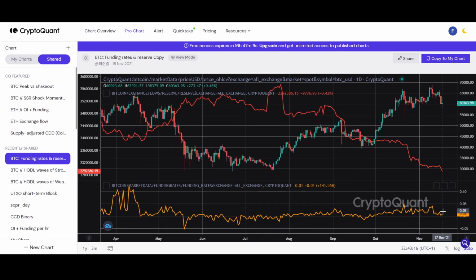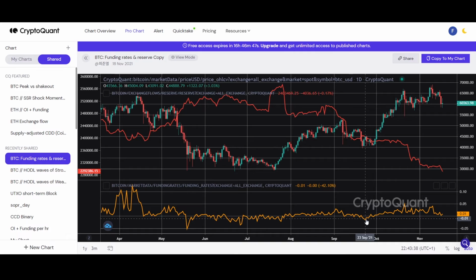to the neutral area, and usually when the turn from positive to negative on funding rates is happening, we can see Bitcoins being sold off. So right now we may head to those levels where we were in the second half of September. So another possible dip might be expected.